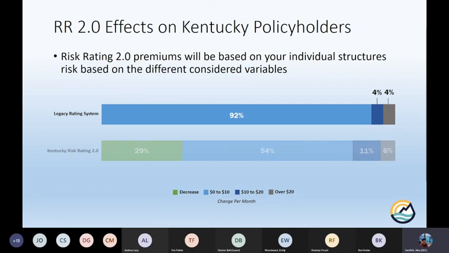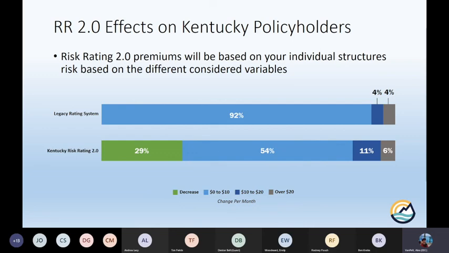Under Risk Rating 2.0, this is what FEMA is estimating is going to happen to policyholders' premiums in Kentucky specifically. Starting April 1st, 29% of policies when they come up for renewal are going to see a decrease. There are going to be over 1,000 policies in Kentucky that are going to see a $100 per month decrease compared to what they're paying now. That is enormous savings for those people that have been overpaying for all these years. So it's automatically going to start making it more fair.